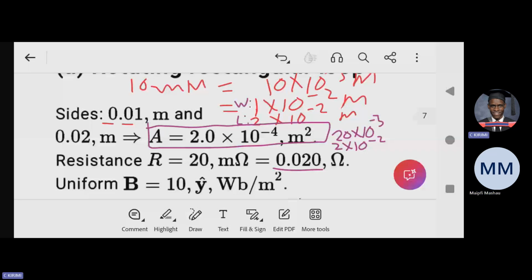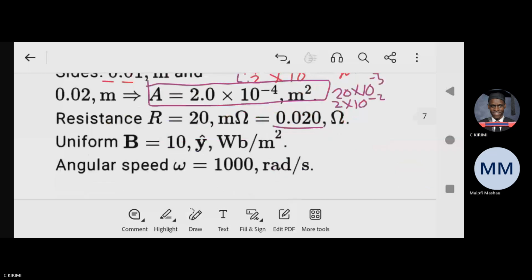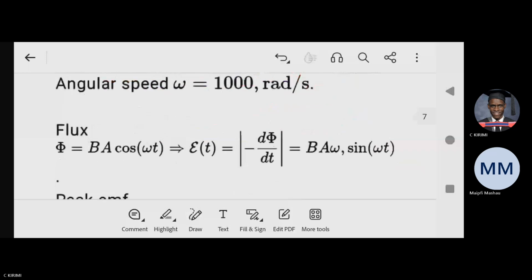So now, if you want the flux, it is given by the magnetic field multiplied by A cos omega t. That is the formula for flux. Any question there for just the formula for flux? Remember here we are calculating the induced current.